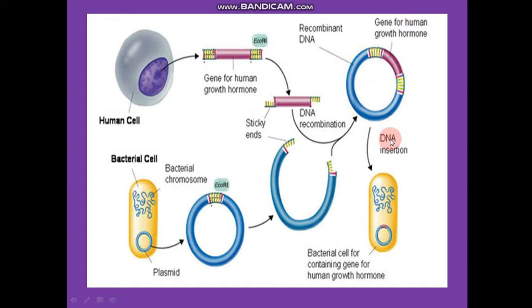Now this recombinant DNA is again inserted into the bacterial cell, and now the bacterial cell is having the plasmid DNA which has the human growth hormone. Okay, clear? So which kind of cell is this called? What is the name given to this particular cell? This is the transformed cell.